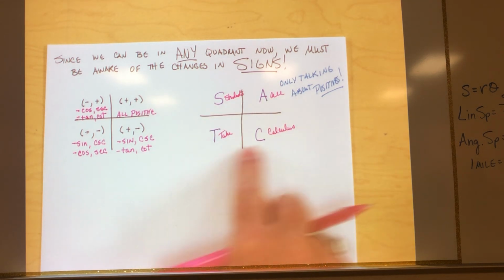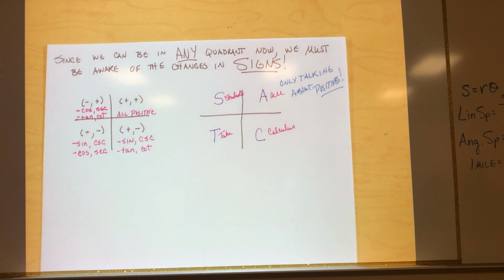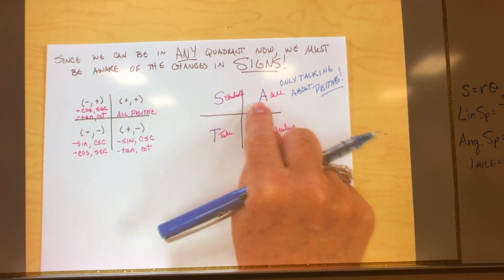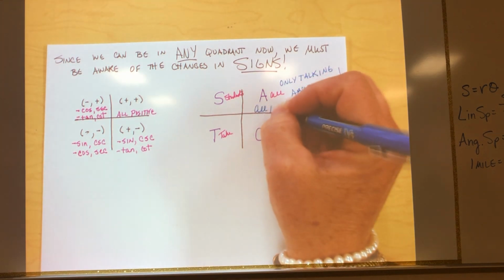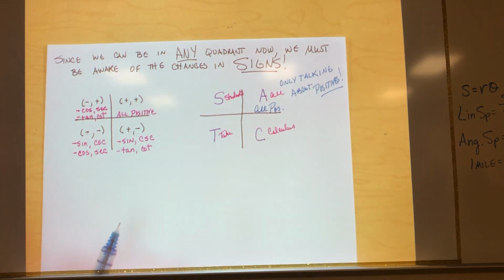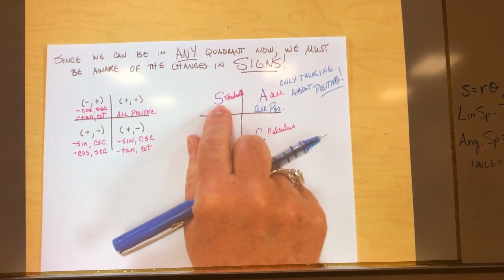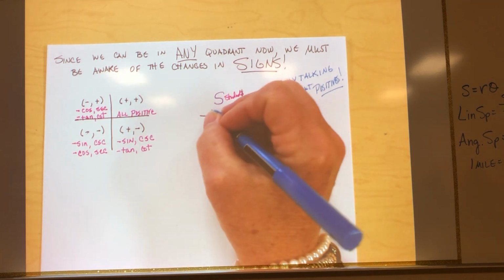All right? But now they do it like this. All students take calculus. So what does that mean? That means that in the first quadrant, all are what? Positive. Okay? In the second quadrant, who's positive? Who starts with an S? Sine. Sine and what?